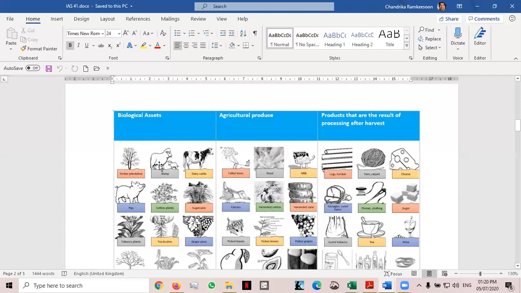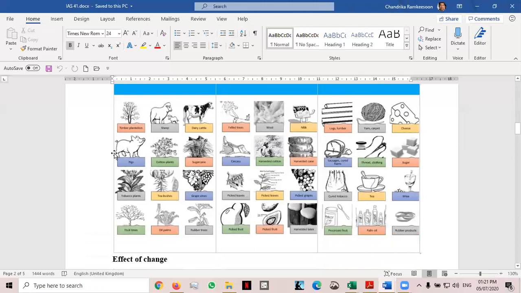Wool produced by the sheep, as I said just now, and milk produced by the cattle. And then items that are the result of processing after harvest. Now, items that are the result of processing after harvest, as you will see shortly, would fall under IAS 2. So we've got IAS 41 versus IAS 2.